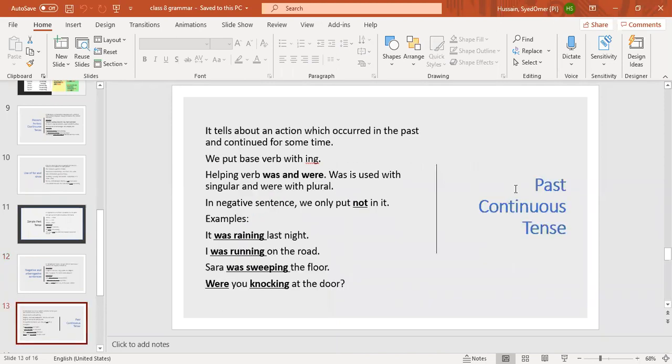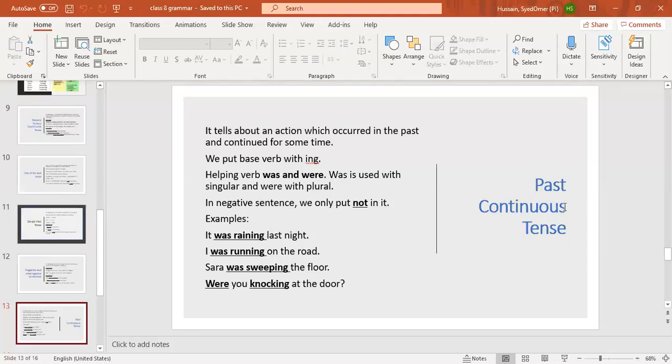Now students, past continuous tense. Again the word comes continuous. It means first form of verb with ing. Please, when I ask you people, don't stay quiet. You have to speak up. So one by one you have to speak.